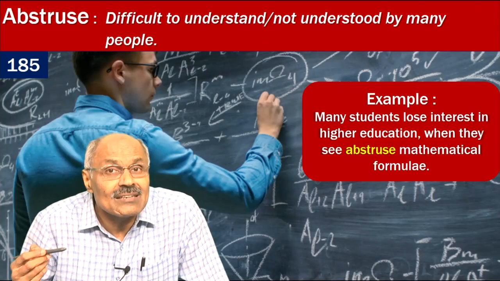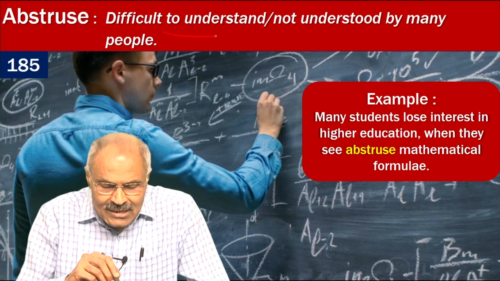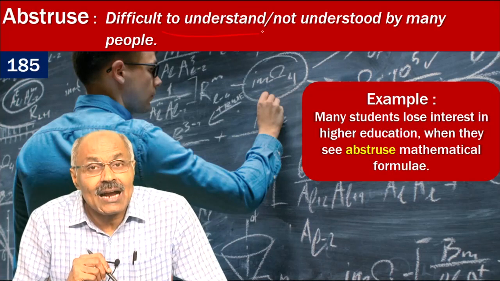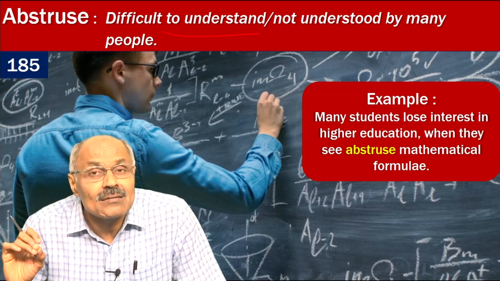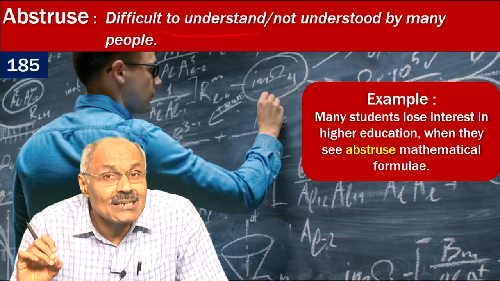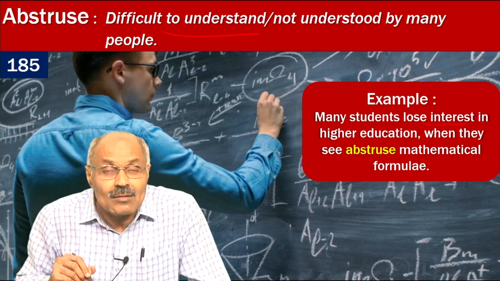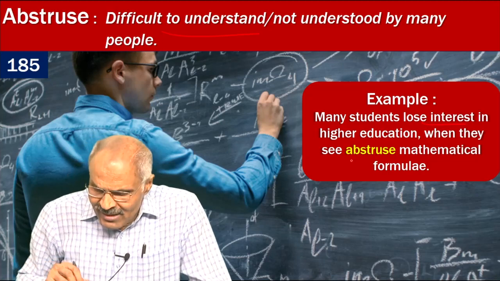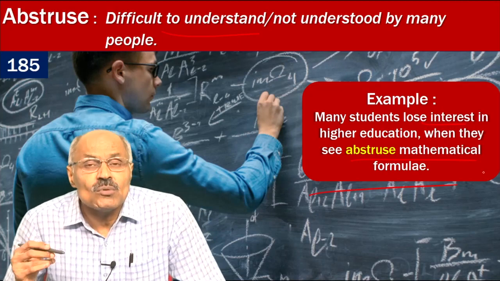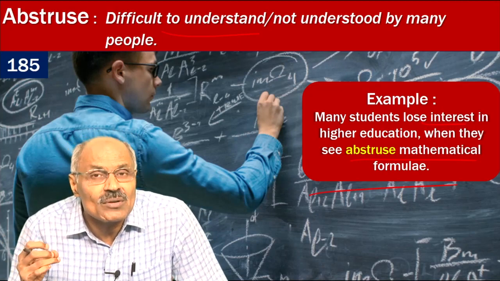Look at the next one, that is abstruse. The meaning is difficult to understand and not understood by many people. For example, mathematical formulae in the higher education arena. Look at this example. Many students lose interest in higher education when they see abstruse mathematical formulae, difficult mathematical formulae.